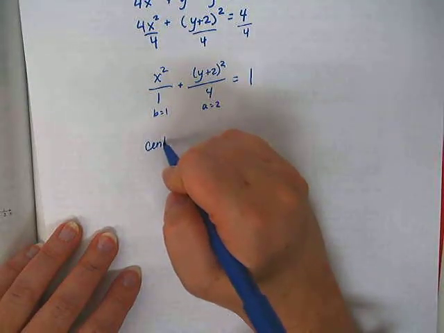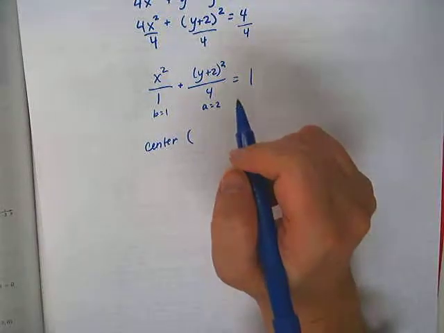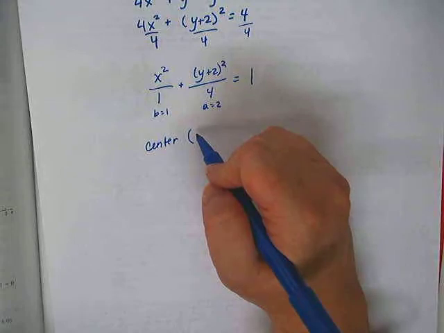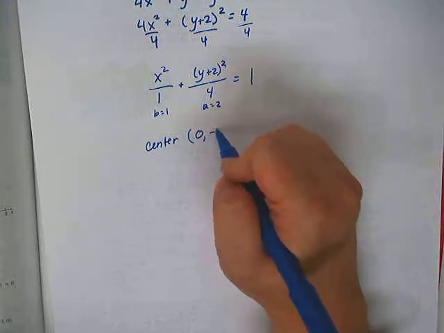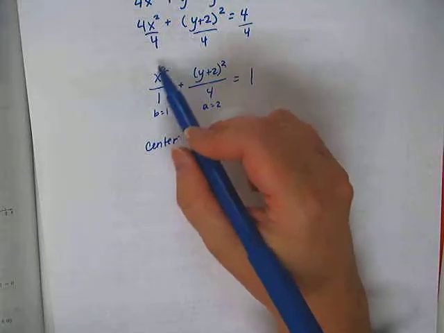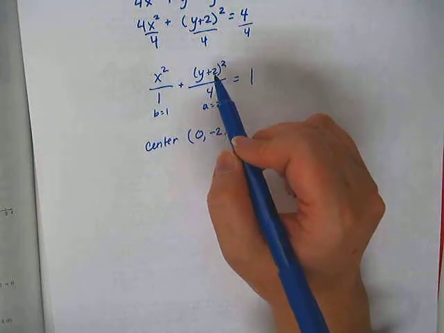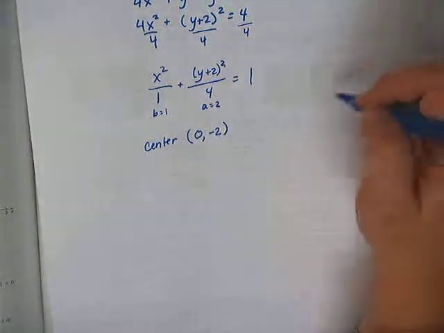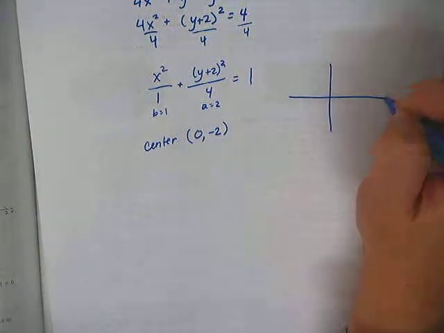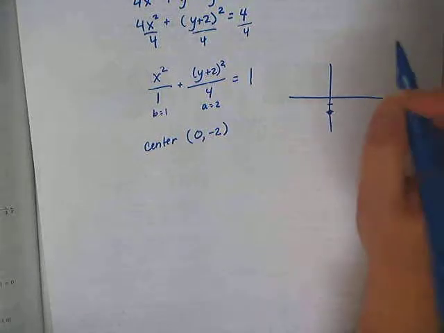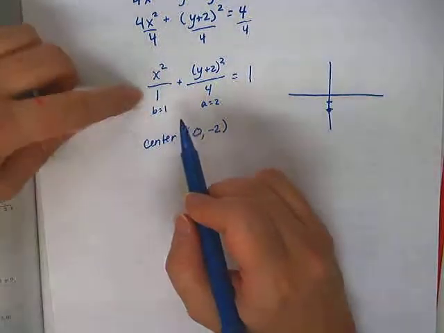And so, alright, we are supposed to list the center. Where's the center? Great job. 0 because there's no other number here. -2 because that's the opposite of the +2 that's in the parentheses. Okay, at this point I'm going to start graphing it because I think that will help. So over 0 down 2, so there's the center.